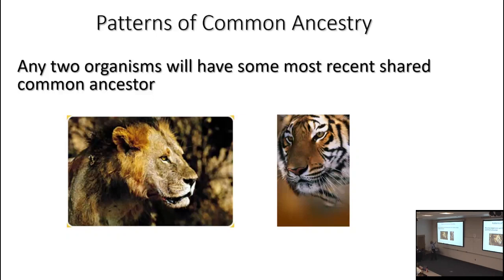Because it's true that lions and tigers will have some most recent common ancestor, but it's also true that a lion and you have some most recent common ancestor, and that a tiger and a rutabaga have some most recent common ancestor. So it is a trivial statement to point out that any two organisms have one. But when we have multiple organisms to deal with, then we can start to get a pattern.